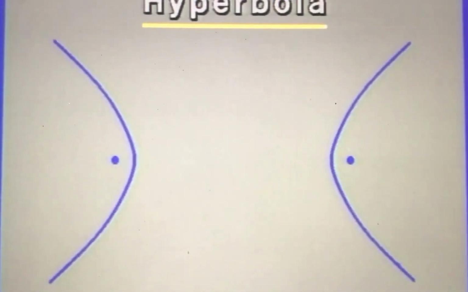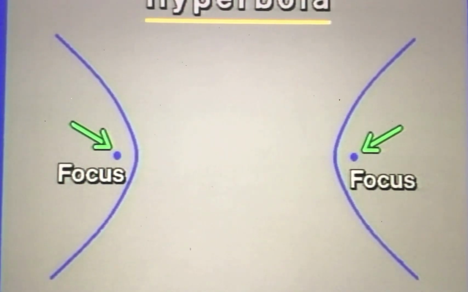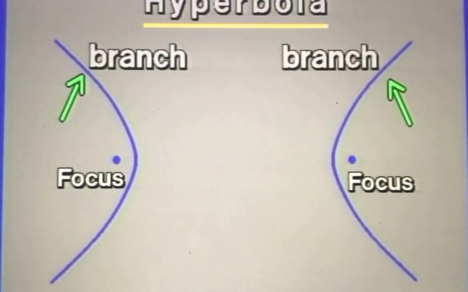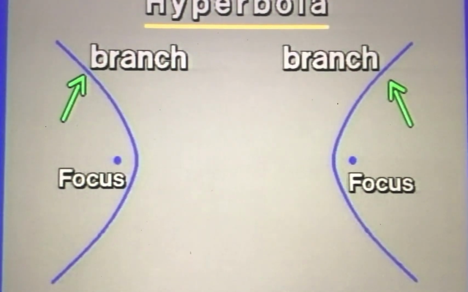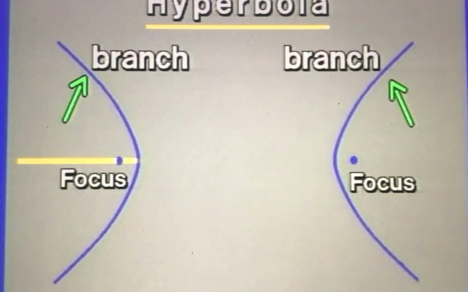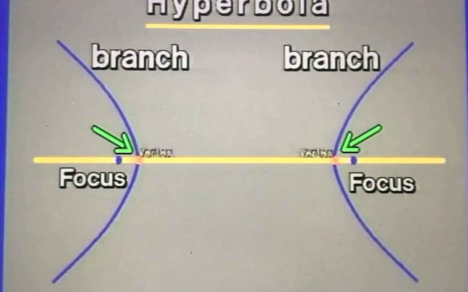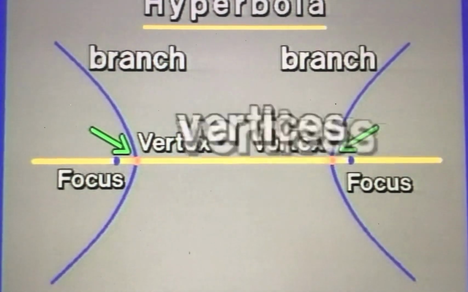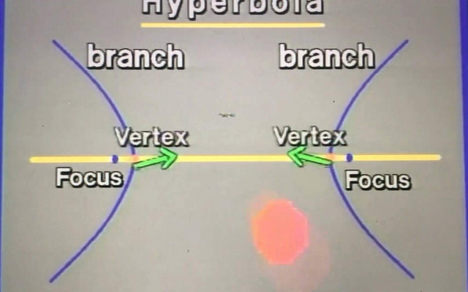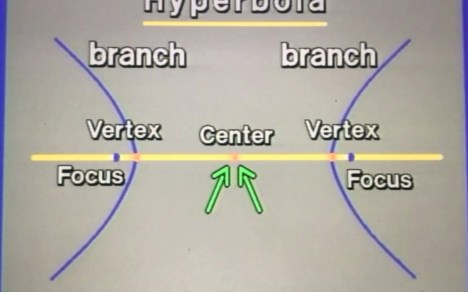Let's talk about terminology. We know that the points we identified here are called focus points, and we know that the plural of focus is foci. These two curves are called branches of the hyperbola, and a line that contains the focus points will intersect the branches at 2 points called vertex points. We know the plural of vertex is vertices. Now, a point right in between the 2 vertex points is the center of the hyperbola.